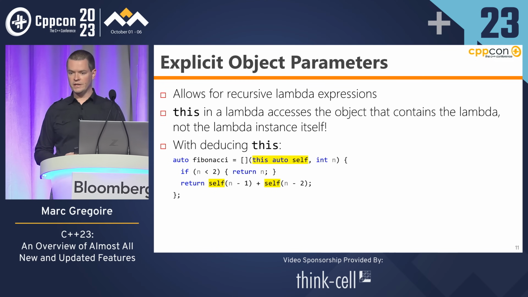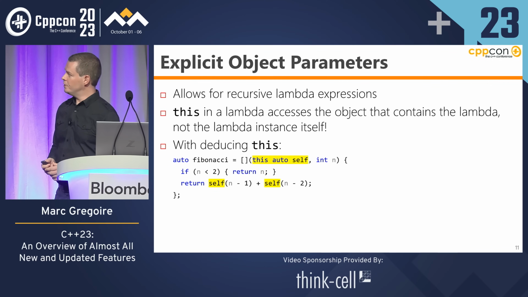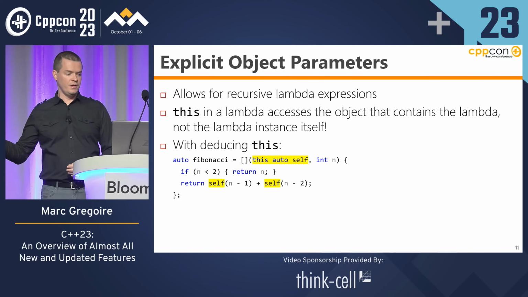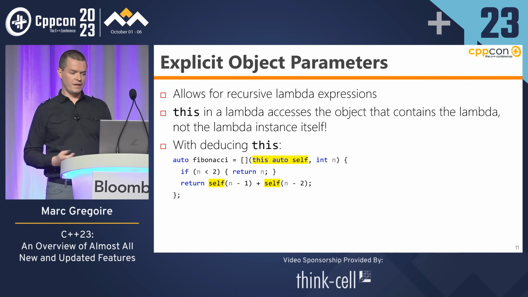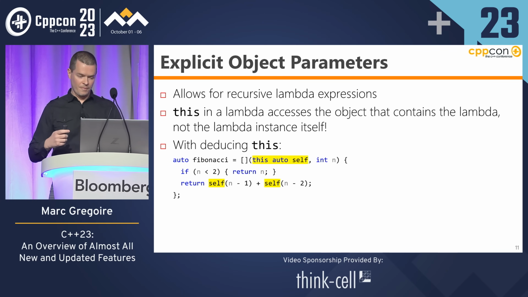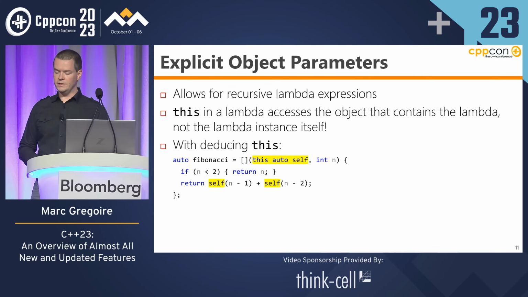So here I have a Fibonacci lambda expression, and I'm using an explicit object parameter, this auto self. And once I have this inside the body of my lambda expression, I can call self. So the lambda expression can recursively call itself.